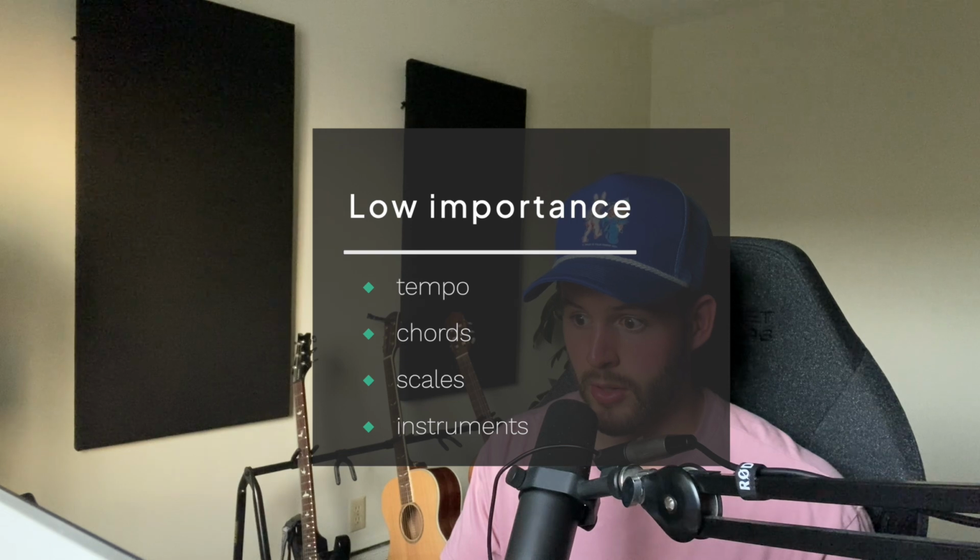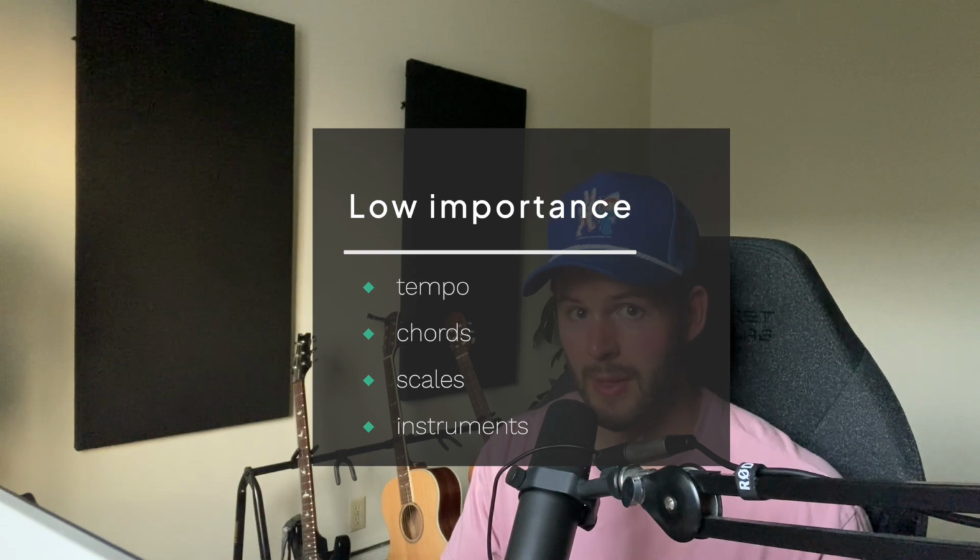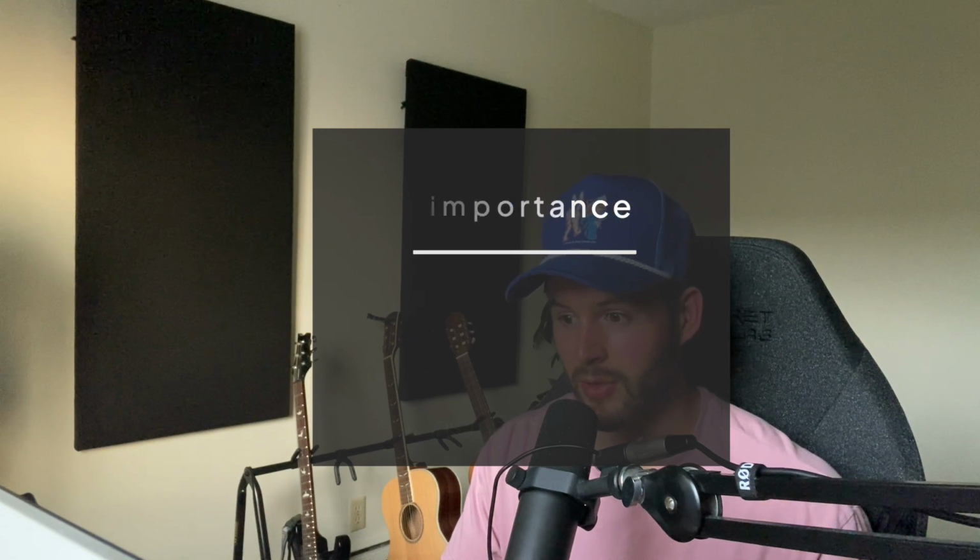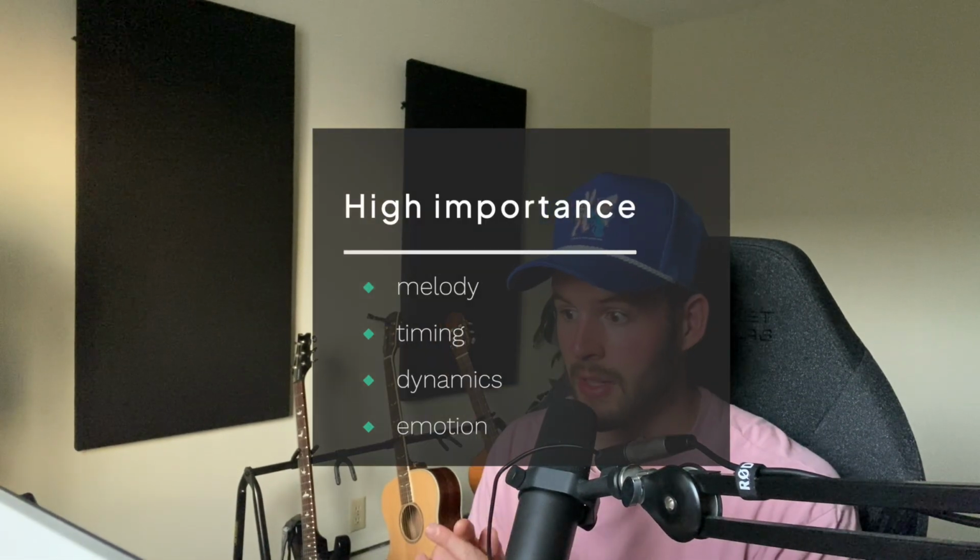In the context of music production, Pareto's principle highlights that some inputs matter a lot more than others, and here's how I categorize them. You have many low importance inputs: tempo, chords, scales, instruments. These can be automated, they can be decided before you write any music. And there are a few high importance inputs we can't or we shouldn't automate, things like melody, timing, dynamics, emotion.